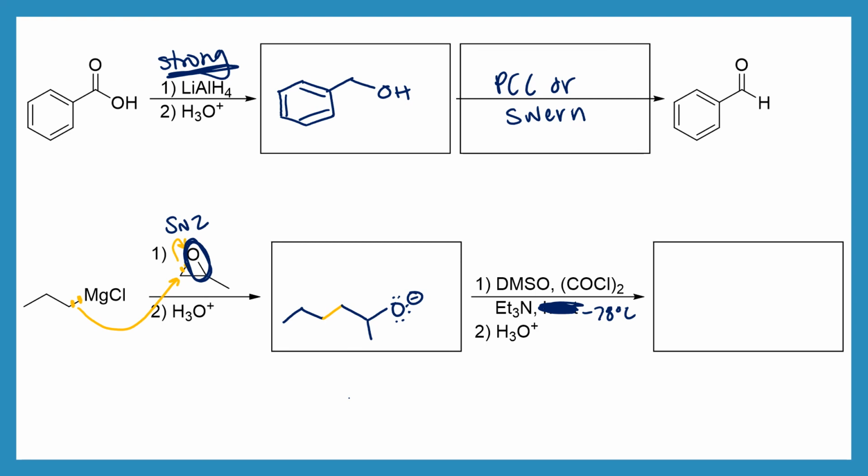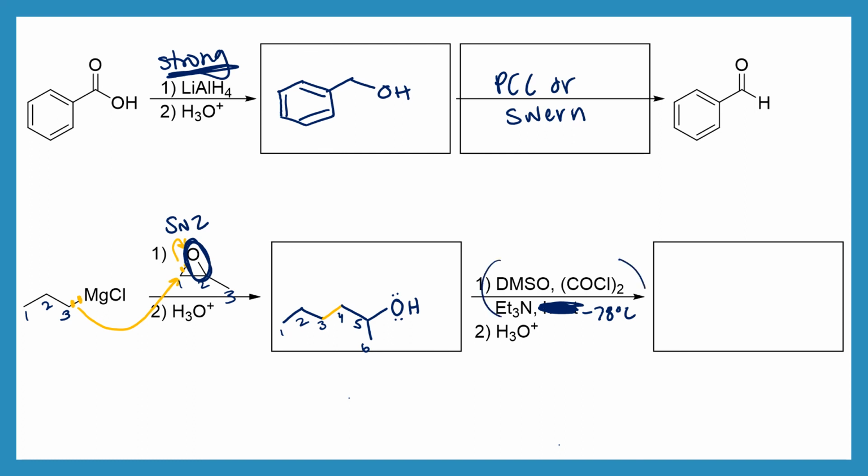But notice that after step 1, we have an aqueous acid workup. So we get to protonate it to make an alcohol. Before we move on, go ahead and just count, make sure everything's there. We have 1, 2, 3 carbons from the Grignard reagent, 1, 2, 3 carbons from the epoxide. That means we should have 6 in our product here, which we do.